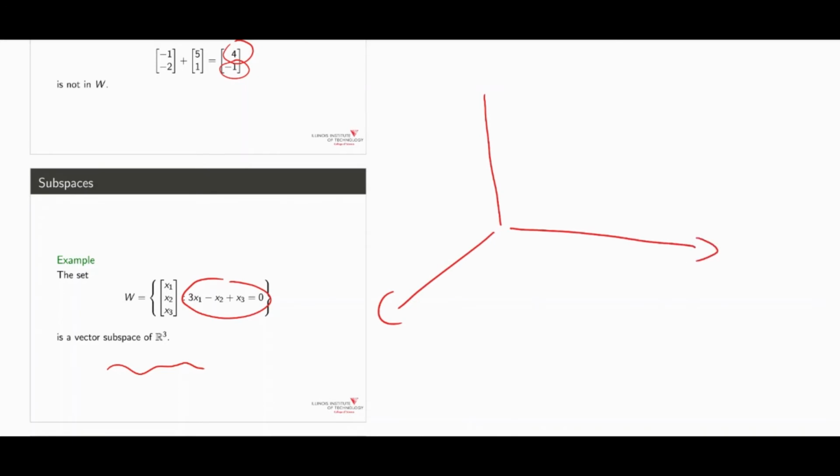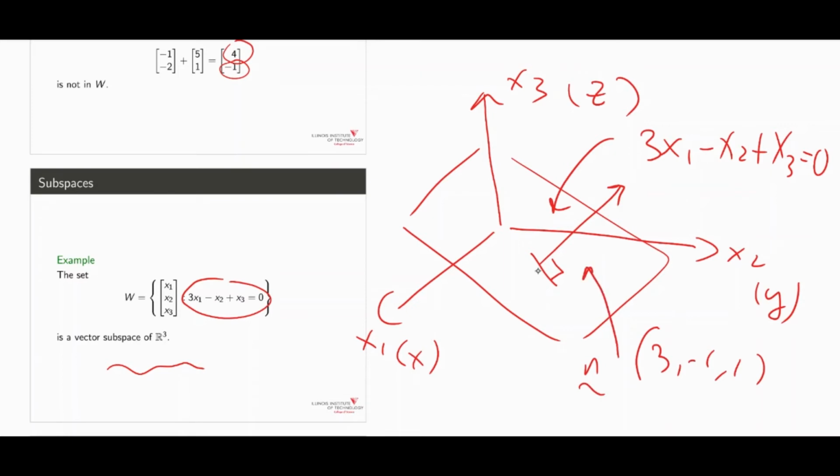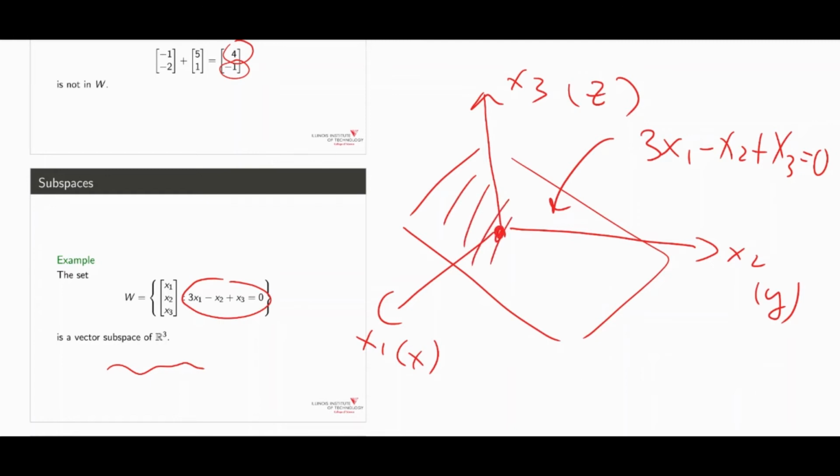So let's say this is your x1, this is your x2, this is your x3. In your calculus, you usually call this the x, the y, the z. All right, so you have a plane. This is actually the equation of a plane: 3x1 minus x2 plus x3 equals 0. If you have already taken calc 3, I can even ask you about the normal vector to that plane, and that normal vector is in the direction of 3, negative 1, 1. You don't have to know this for your linear algebra. I'm just saying it for those who have taken calc 3 before. So your W is actually a plane that passes through the origin.